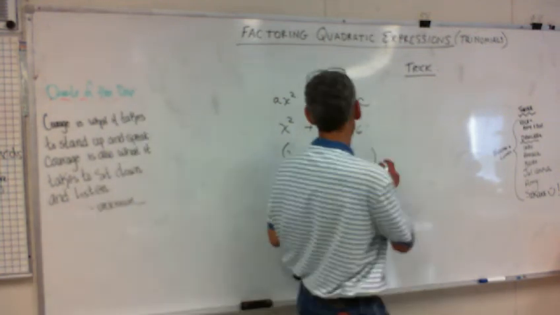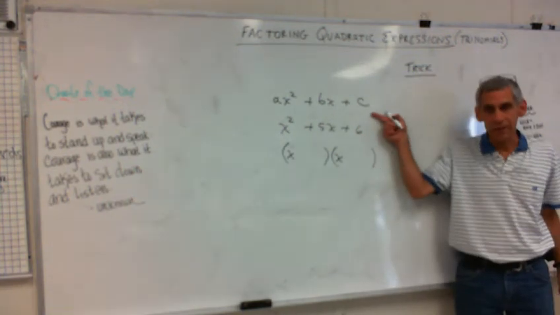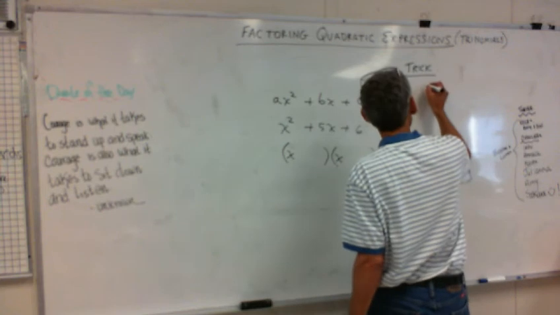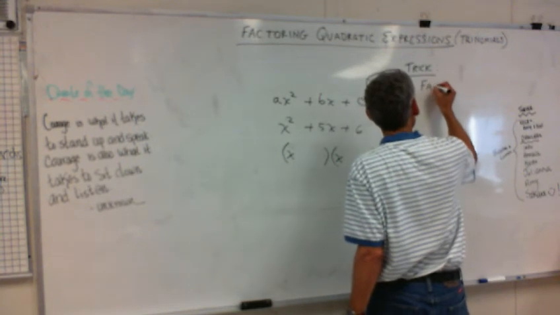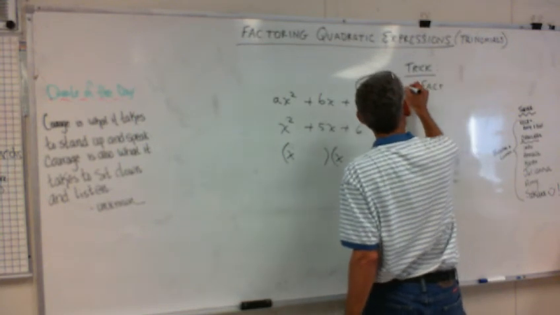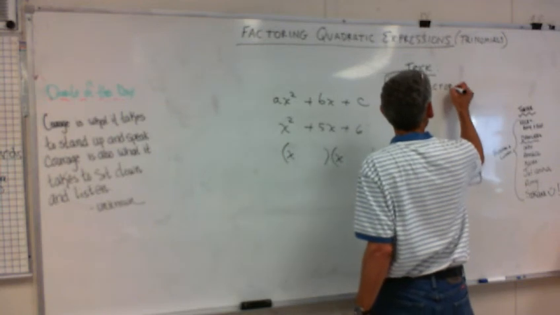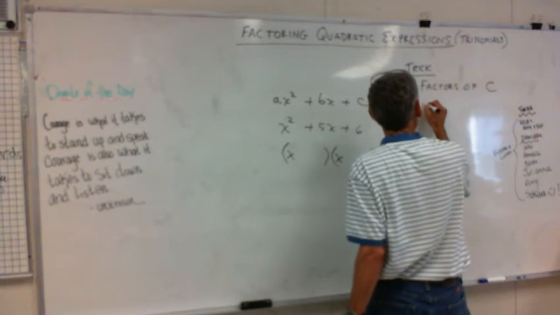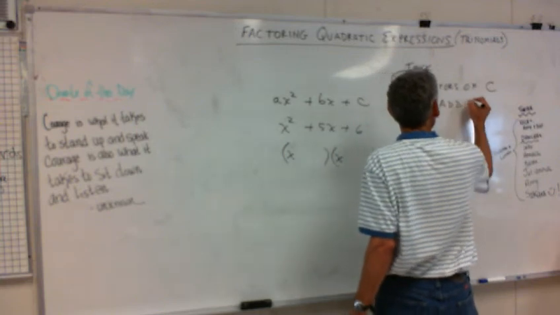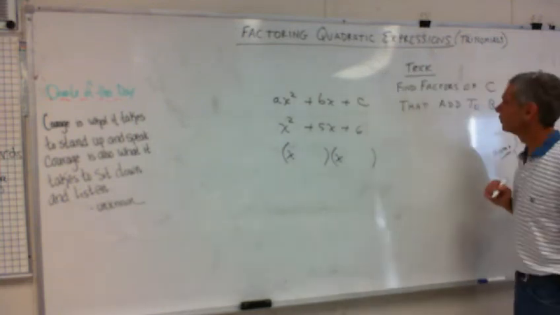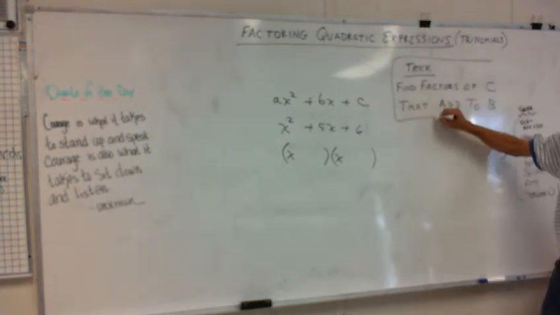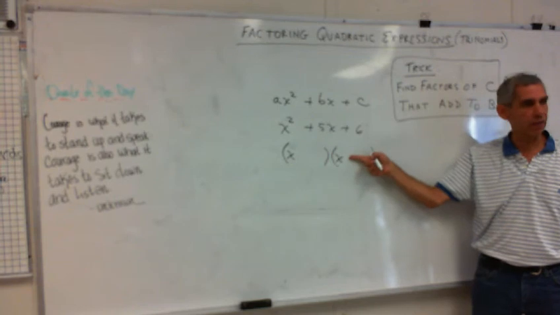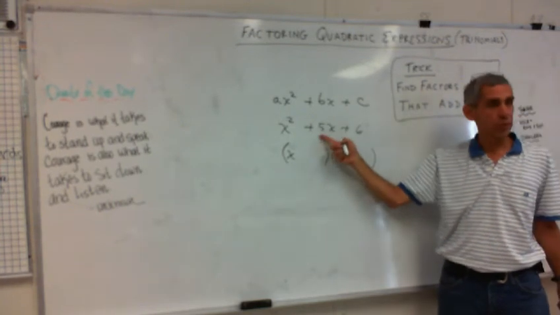Okay, so this is the trick. This last number that does not have an x, I call that the c. You with me? All right, so you're looking for factors. Find factors of c that add to b. All right, that is your trick. So think about it. I want to find factors of c, of my 6, that add up to 5.